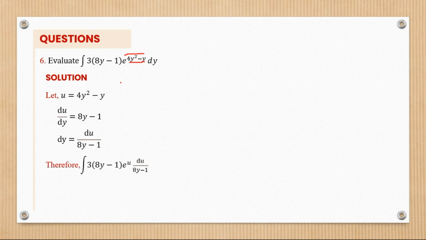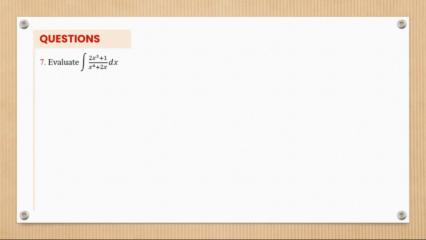So therefore, our integral will be 3 into (8y minus 1) e to the power u times du over (8y minus 1). So as you can see, this and this will clearly cancel and we'll be left with the integral of 3e^u du. And as you can see, we can actually pull out the 3 and we'll be left with the integral of e^u du, of which that is basically going to be e^u. So we'll have 3e^u plus c. But remember that u is 4y squared minus y, of which our answer shall now be 3e to the power 4y squared minus y plus c. And that is our final answer.